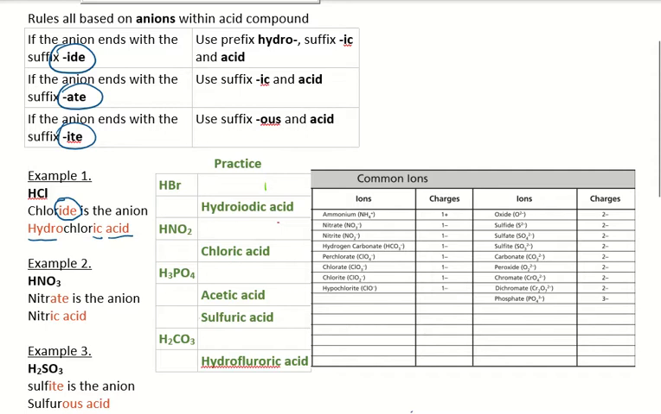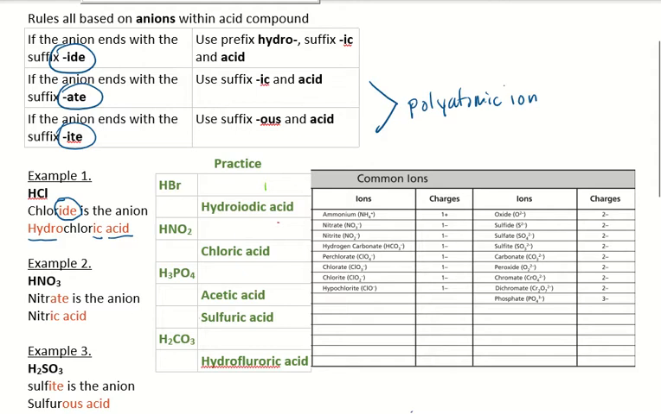All right, let's take a look at another example. Where do you see most of your ates and ites? Where do you see ate and ite suffixes? It's not on your periodic table. It's on a list that you guys wrote down. Polyatomic ions. So you guys have a whole list of polyatomic ions. That's where you're seeing anions with the suffix ate and ite.